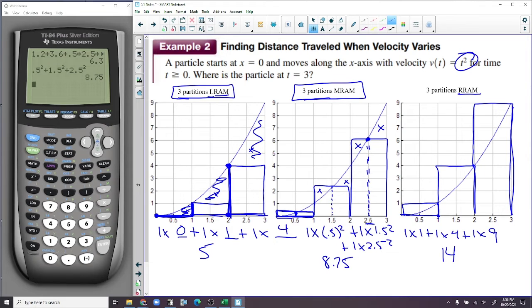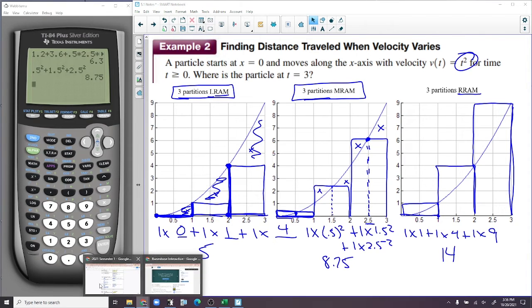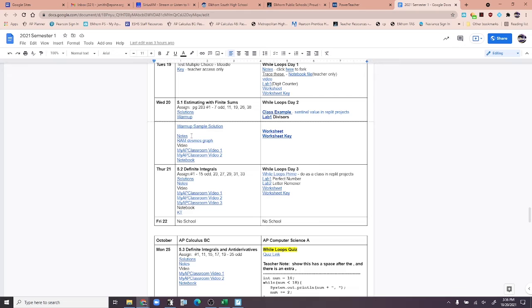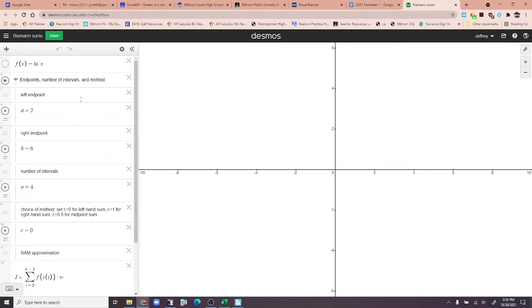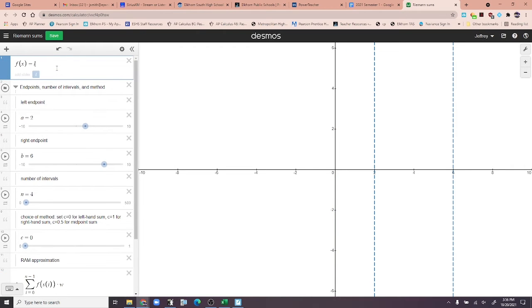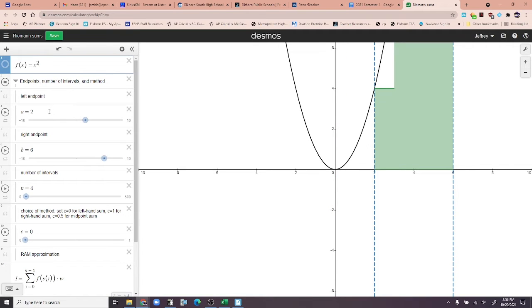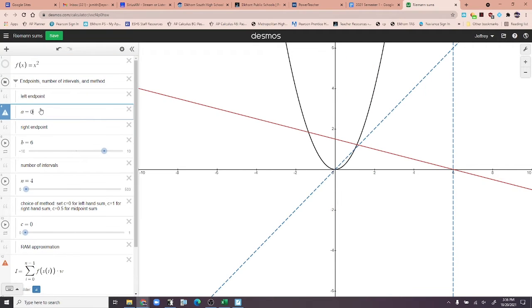I'm getting 14. Now Desmos has a nice program that will calculate all these estimates for us. So if you go to my schedule, at least this year, it's on the 19th, but it's with section 5.1, RAM Desmos graph. If you click on that, we put the function in here, and our function is x squared, and we're starting at 0.